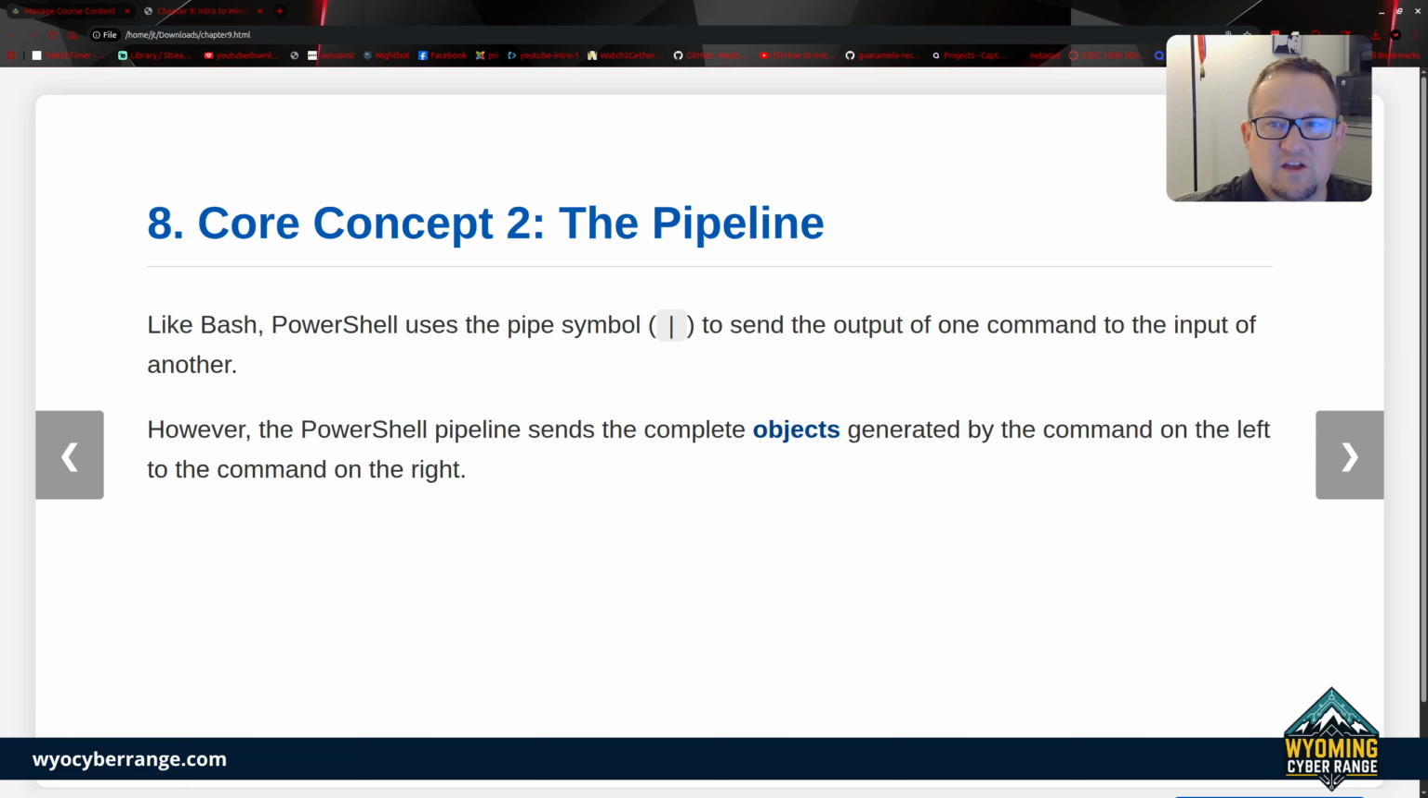So just like in Bash, we can use the pipe symbol to connect different commandlets. But as we just discussed, we're not just sending text. The PowerShell pipeline sends those complete objects from one commandlet to another. This allows us to chain commands together in a very powerful way without ever needing to parse text.